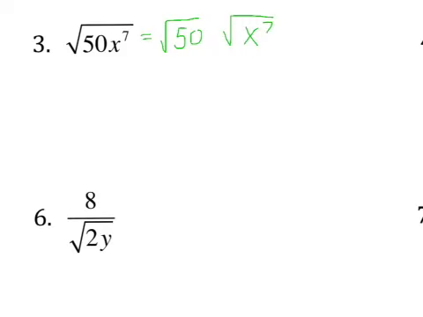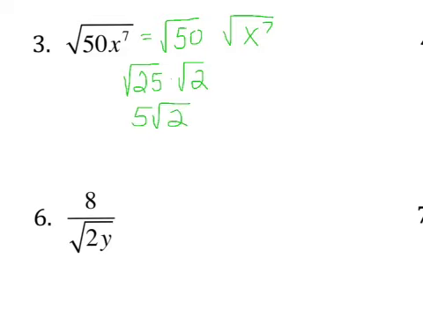So now what we want to think about is what are two numbers that multiply to 50, and we want one of those numbers to be a perfect square so we can take a square root of it. So we know that 50 is the same as 25 times 2. So we can break that up as the square root of 25 times the square root of 2, and that will give me 5 root 2.